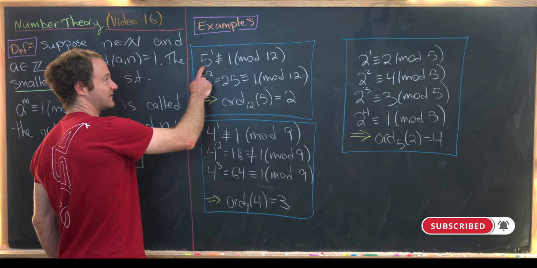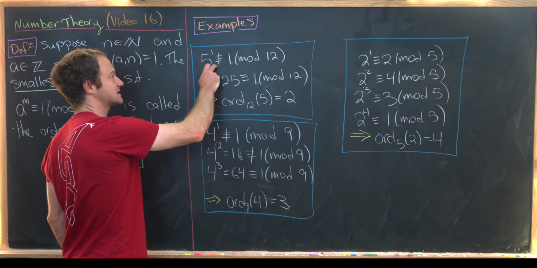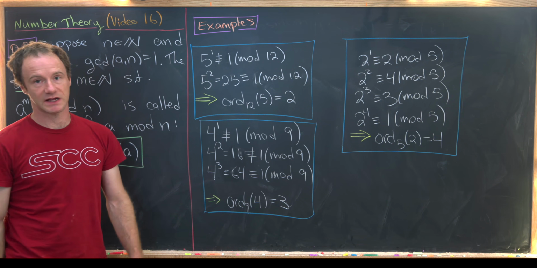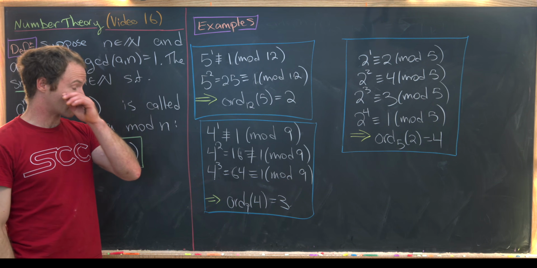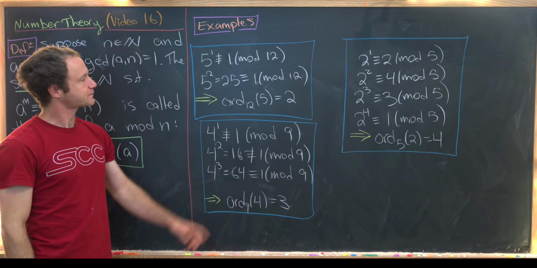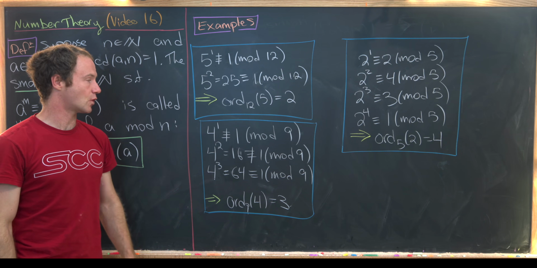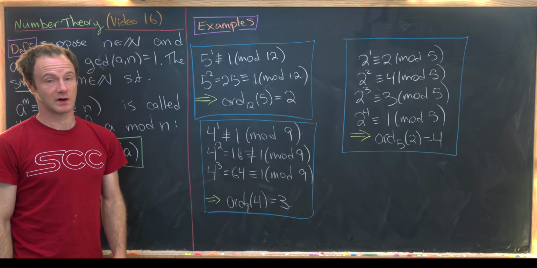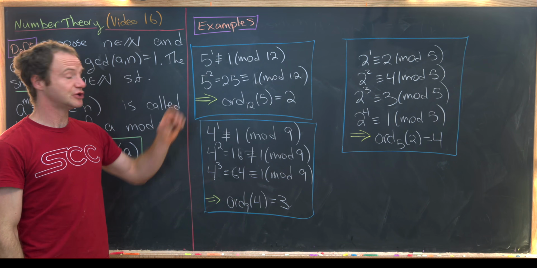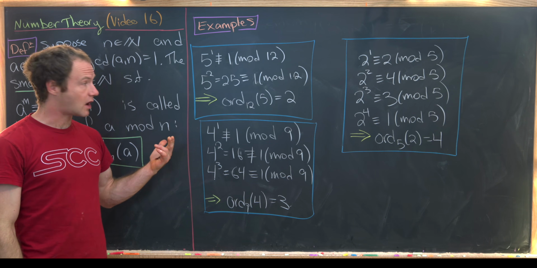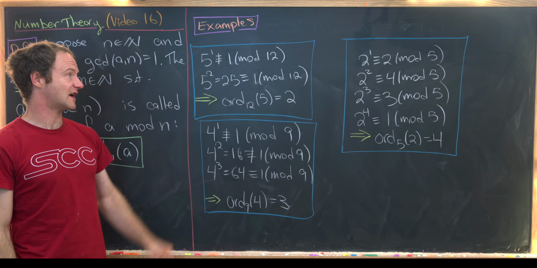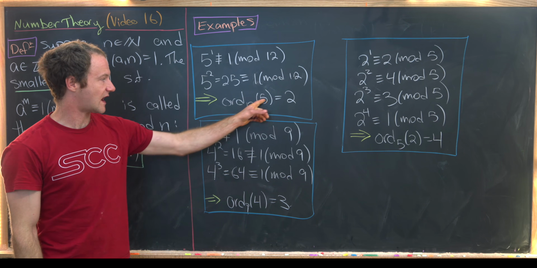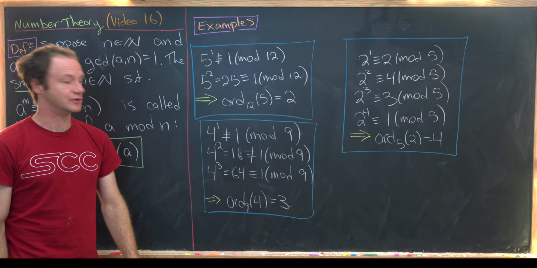Let's notice that 5 to the 1 is congruent to 5, which is not congruent to 1 mod 12. That tells us the order of 5 is not 1. But if we take 5 squared, we get 25, which is congruent to 1 mod 12. So that means 2 is the smallest exponent so that when you raise 5 to that power, you get 1. That means the order of 5 mod 12 is 2.